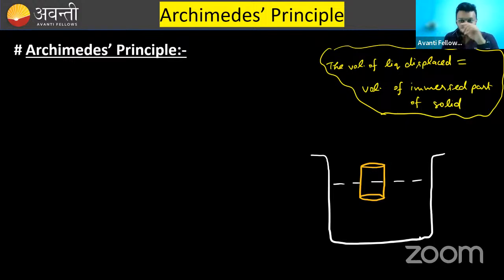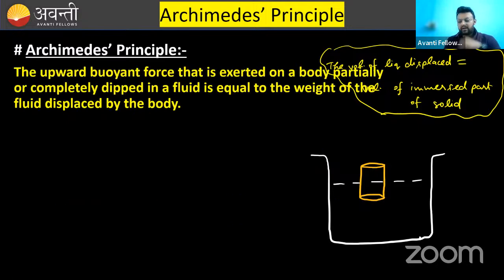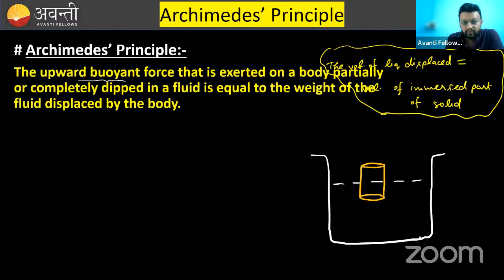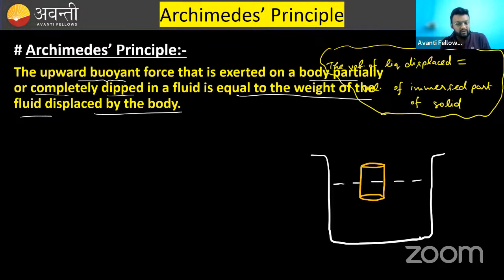Okay, now is it clear? Then Archimedes principle says the buoyant force on the body or on the solid is equal to the weight of this displaced liquid. You can see it here. The buoyant force on a body partially or completely dipped is equal to the weight of the fluid displaced by the body.